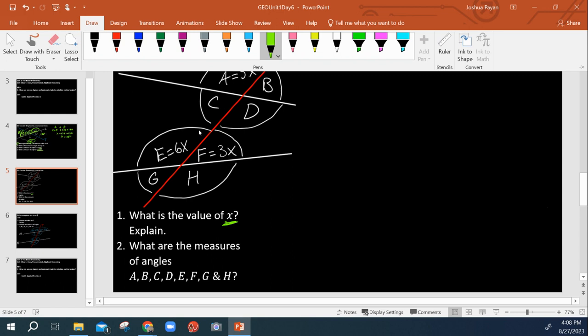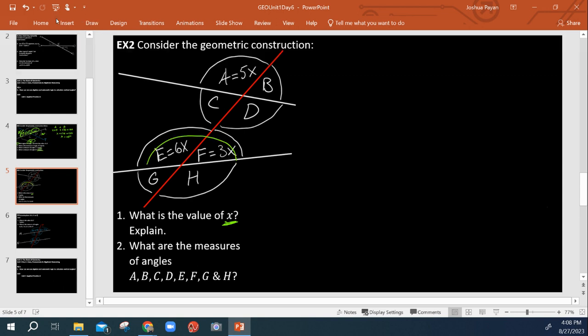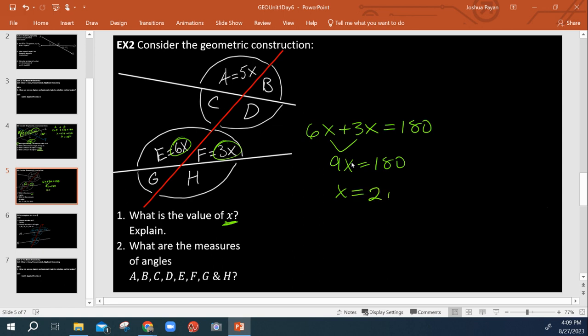But if we look at angles E and F, we see they both are functions of x, which means 6x plus 3x, right? That's another linear pair. That's a pair of adjacent angles. That means 6x plus 3x are supplementary. Okay, so combine like terms. 9x is going to be equal to 180. Divide by 9 on both sides. We know x is 20. And from that, we can deduce the measure of the rest of the angles.